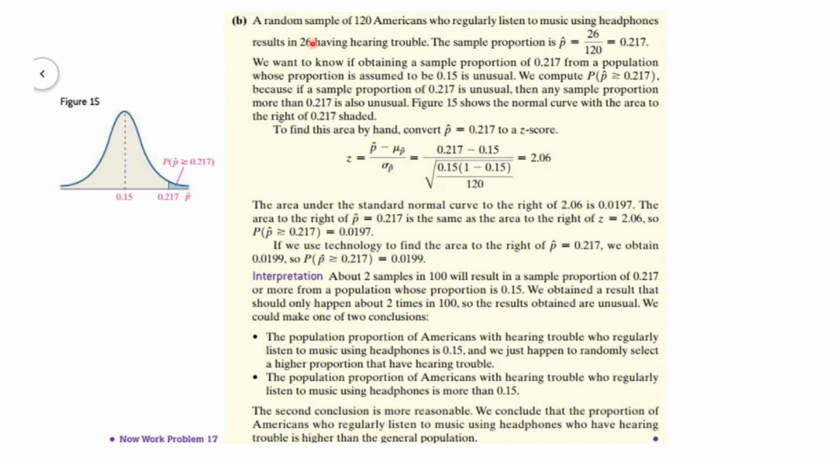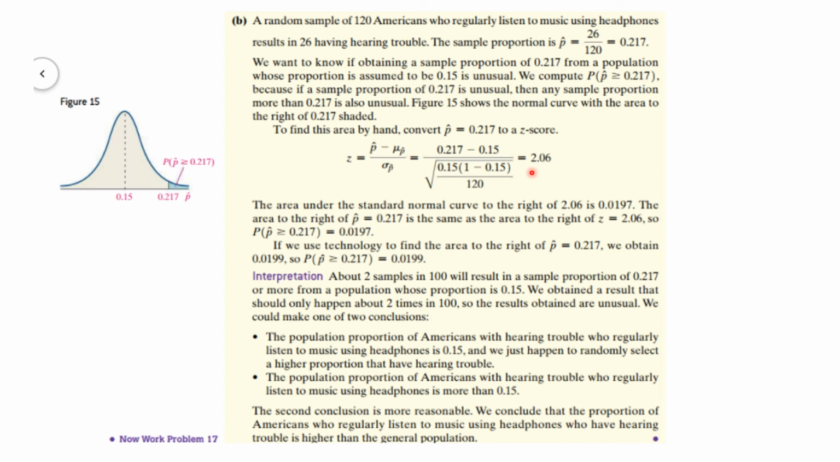So suppose a random sample of 120 Americans who regularly listen to music using headphones results in 26 having hearing problems. Now that means that for this sample, p hat is equal to 26 over 120, and so p hat is equal to 0.217. So you see what we're doing is we're taking this number and we're going to compute a probability. So we'll change it to a normal 0, 1 using the z transform. And notice we're using the fact that there's 120 in the sample right here, and we get a positive 2.06.